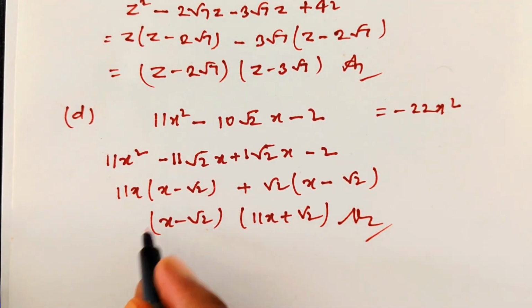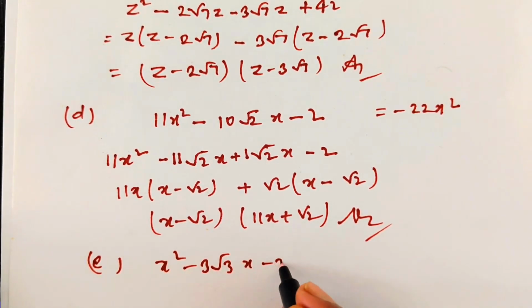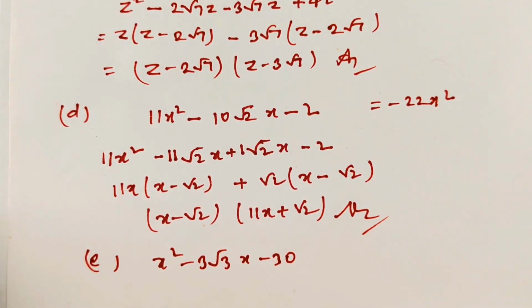Last question, question number E: x square minus 3 root under 3x minus 30. This is the homework. Please tell me what are the factorizations or roots for this quadratic equation.